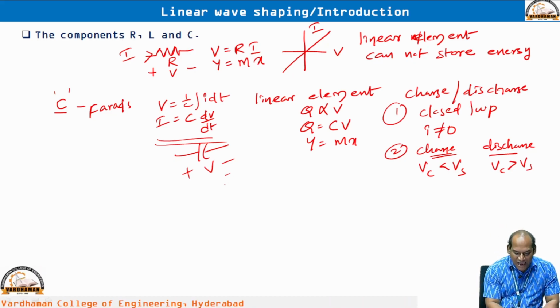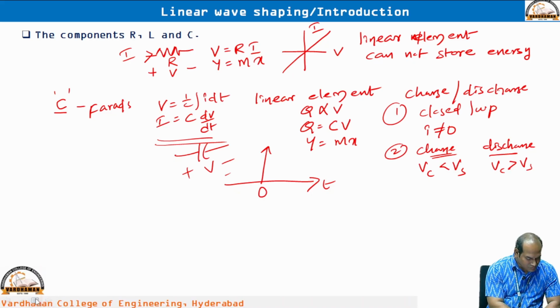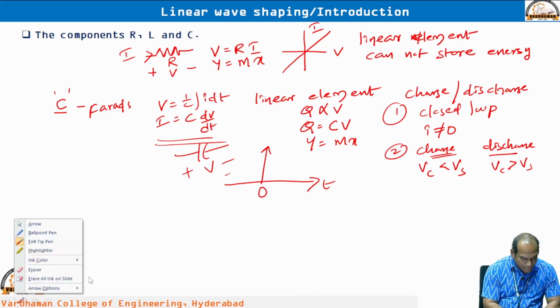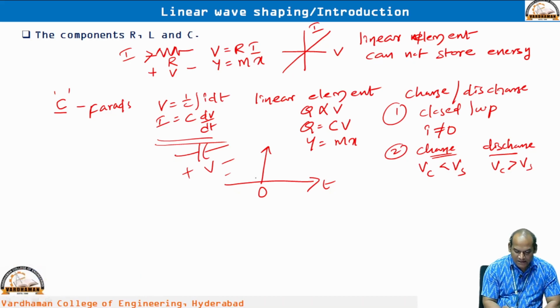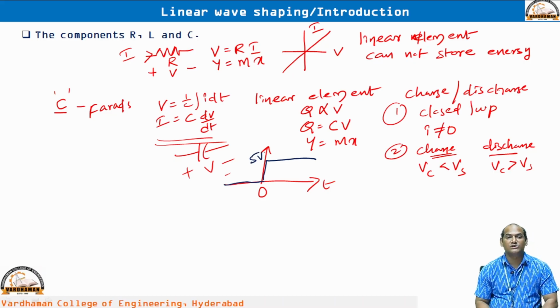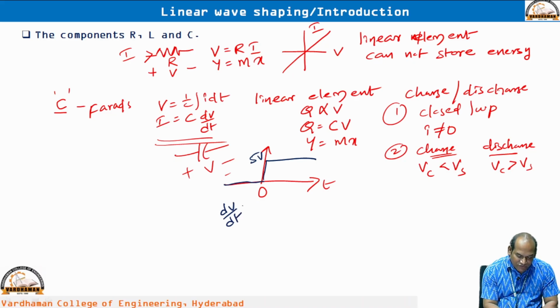For example, I have applied a step voltage. This is the time axis, and here I am taking a certain amount of voltage, and the voltage is suddenly increased from 0 volts to 5 volts at t is equal to 0. So you have applied this voltage to the capacitor, then what will happen? Here current is equal to C into dV by dt, so I am calculating dV by dt. If you calculate at this particular portion, you will get 0.